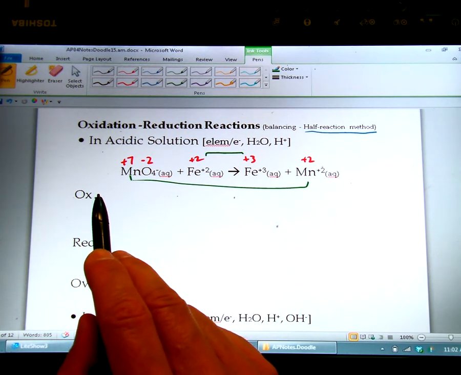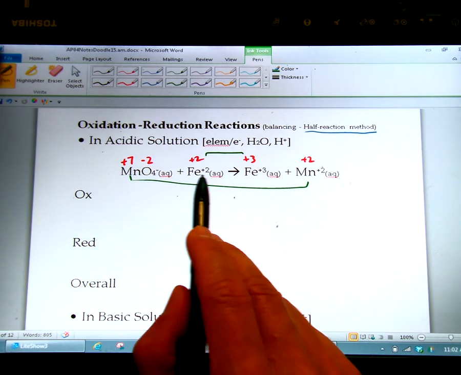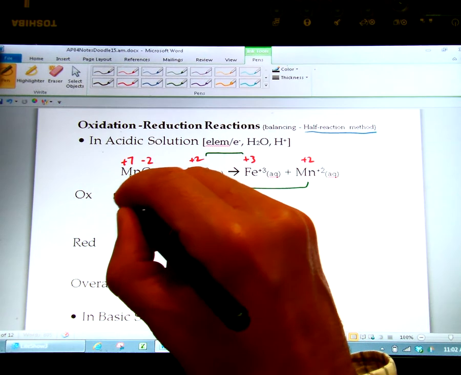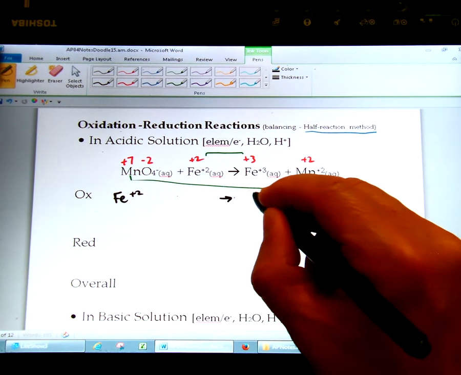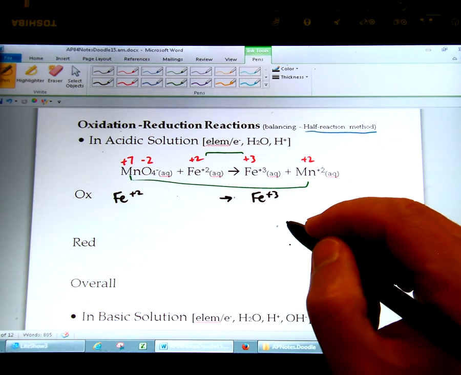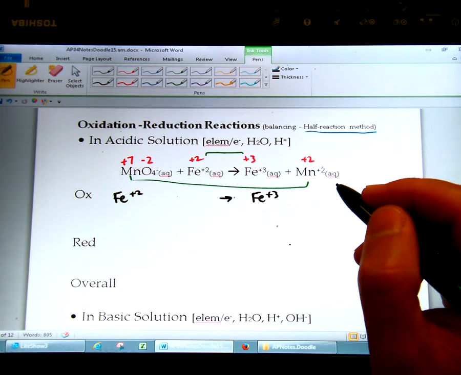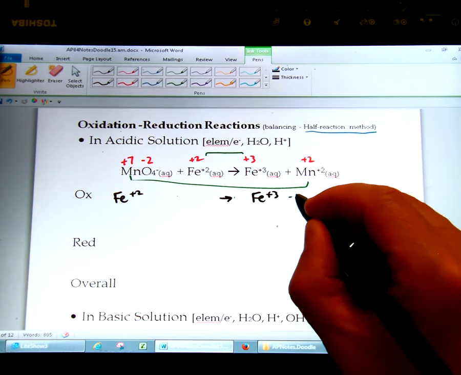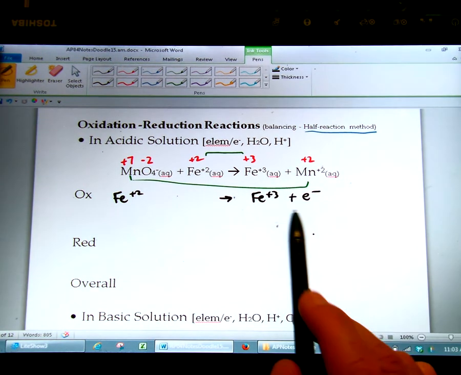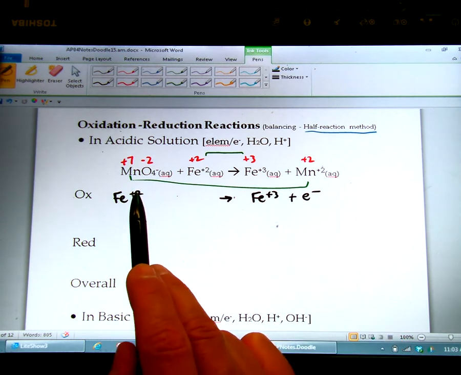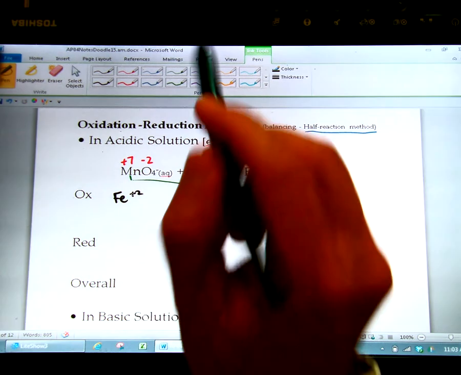The oxidation was Fe plus 2 going to Fe plus 3. So I'm going to rewrite that here. Fe plus 2 going to Fe plus 3. Now you're going to have to manually put in your electrons where they belong. Since this is oxidation, meaning we lose electrons, you should understand that a plus 2 going to a plus 3 lost 1 electron. And you can even look at it mathematically that a plus 3 and a negative 1 are going to equal a positive 2. So we actually just took care of the step of elements and electrons with this.